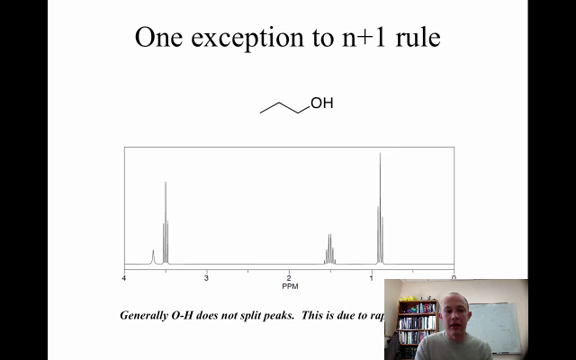There's one exception to the n+1 rule, and that's OH peaks. This hydrogen will not split an adjacent neighbor, right? And what we usually see is a broad peak. So this is our OH peak. Then this is only next to 2 hydrogens, so this would be a triplet. This is next to 5, so this would be a sextet, and this is next to 2, so that would be a triplet. We see a triplet, sextet, and a triplet. So generally, OH peaks do not split peaks, and this is due to the fact that this OH is rapidly switching out that hydrogen with other OHs and other molecules.